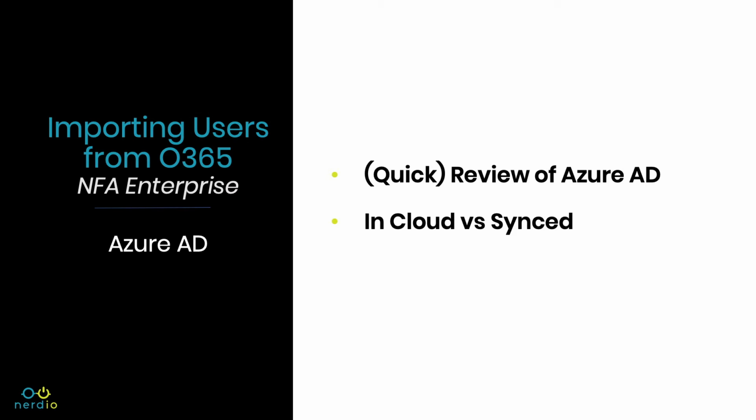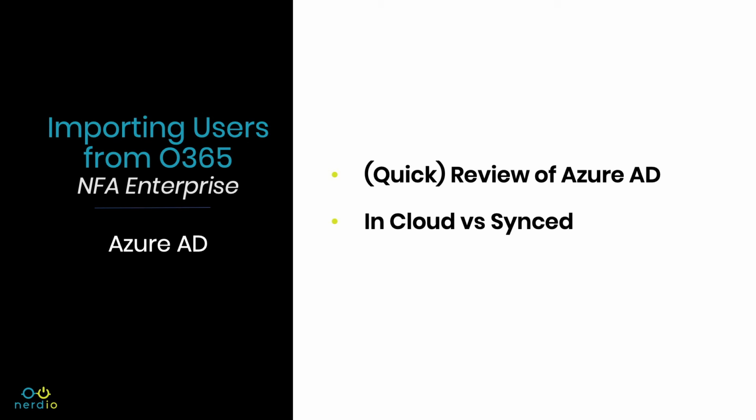There are two types of users that you'll come across in Azure Active Directory. There's in-cloud users that were created directly in the O365 admin portal, and they're not synchronized with an existing Active Directory. Those users have an immutable ID that is null. There's also synced with Active Directory users. These objects were created in an on-prem Active Directory, synced to Azure Active Directory, and they'll have an immutable ID that is unique and set based on the Active Directory GUID, or Globally Unique Identifier.